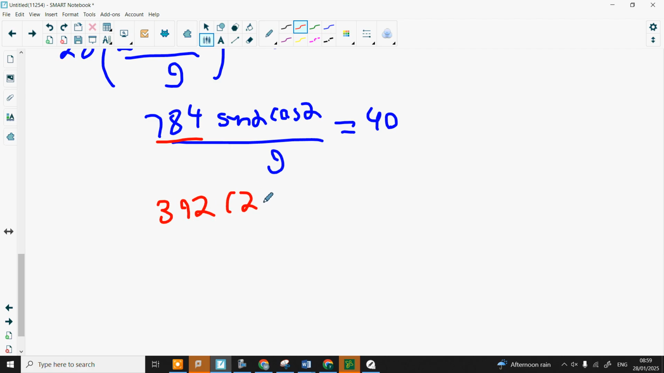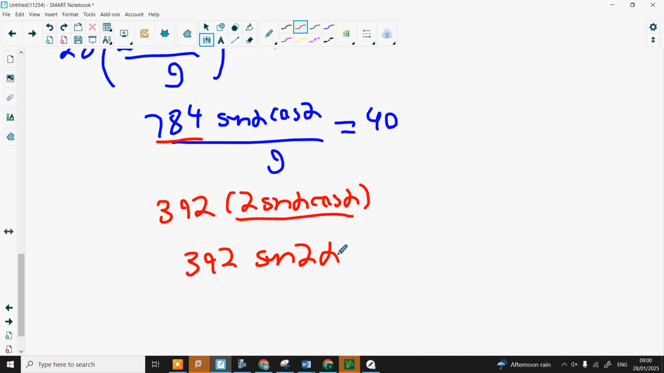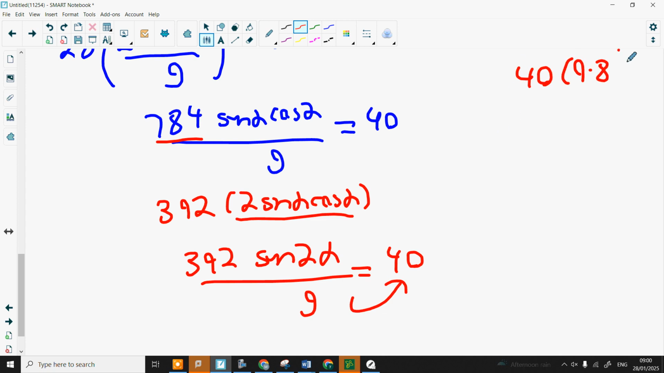392, yeah? Multiplied by 2 sine alpha cos alpha. And what can I change that into? Sine 2x, or sine 2 alpha, yeah? Over G. Now here's what I want everybody to do now. I want you to multiply G 40 by 9.8, and then I want you to divide it by 392.